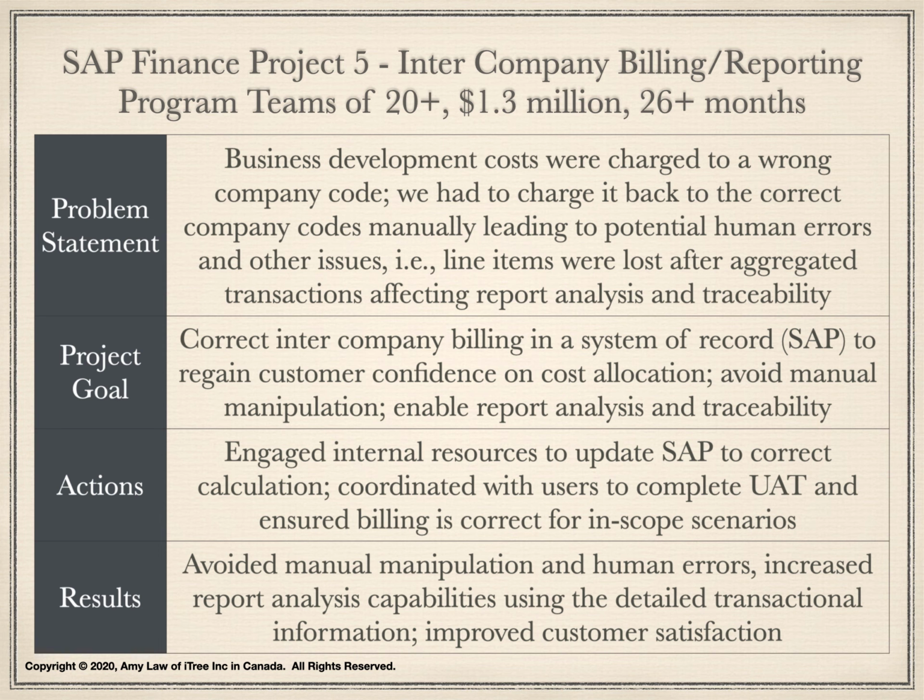The intercompany billing and reporting is another project in the finance program. This project aimed to change the company code for business development work. This project was mandatory because the business development costs were charged to a wrong company code. If we did not fix the issue, the cost would be charged incorrectly to ratepayers. Or we have to fix the issue manually by charging it back to the correct company code, leading to manual effort, potential human errors, and other calculation issues.